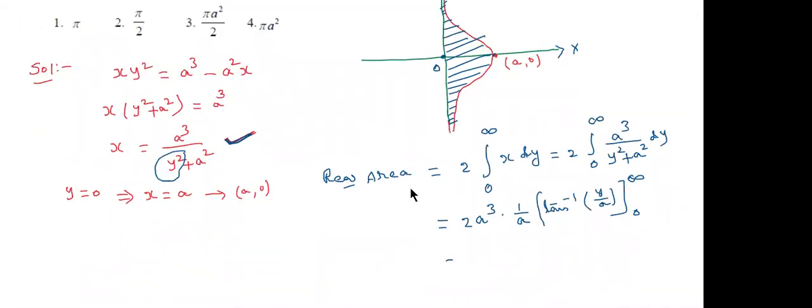Now substitute the limits. Here, 1 a is cancelled. We get 2a square into tan inverse of infinite, that is pi by 2, minus tan inverse of 0, that is 0. So the total answer is pi a square, because 2 is going to cancel. So the fourth option is correct.